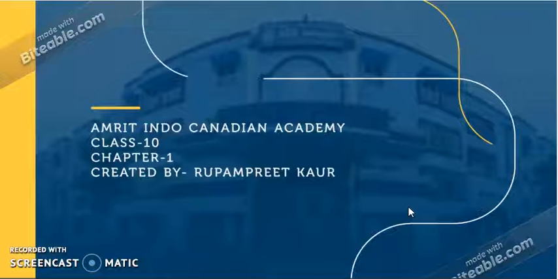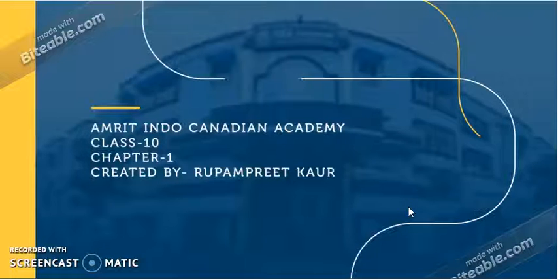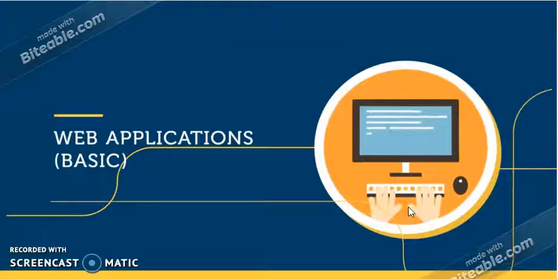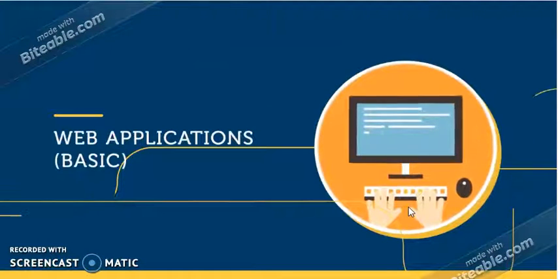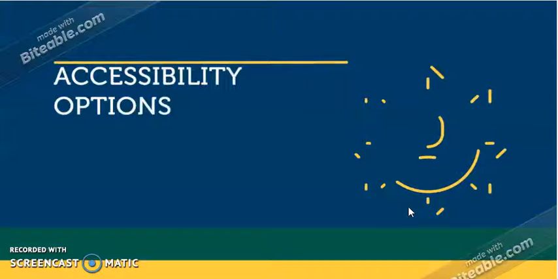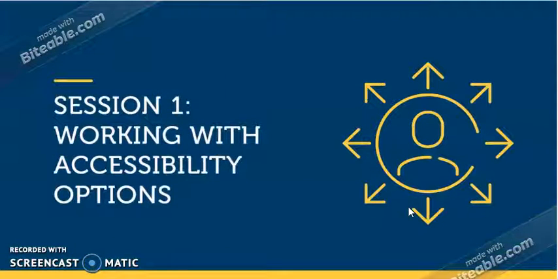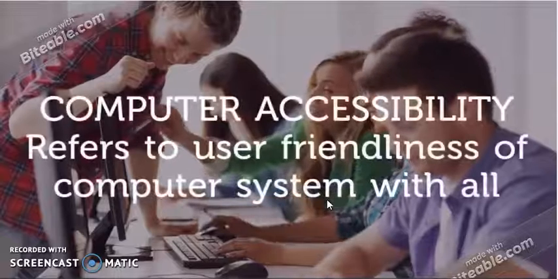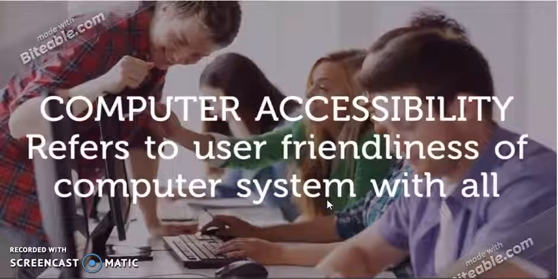So here I am going to discuss your chapter, that is web application. The first session of this chapter is working with accessibility options. Now, what is computer accessibility and why are we using it? The answer is, computer accessibility refers to the user friendliness of the computer system for all, regardless of their disability.